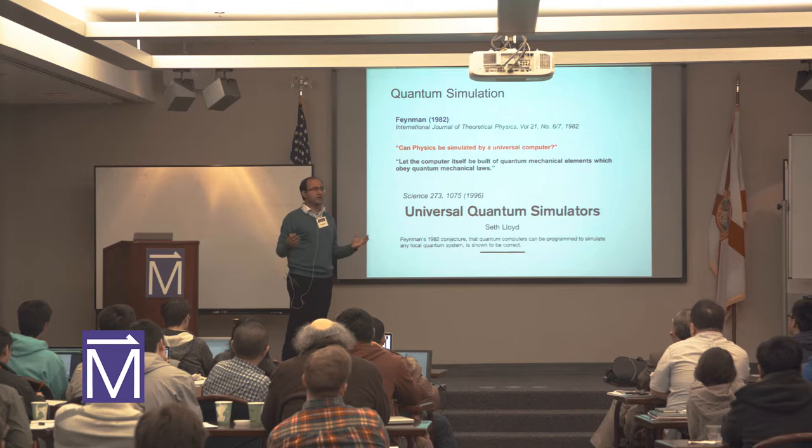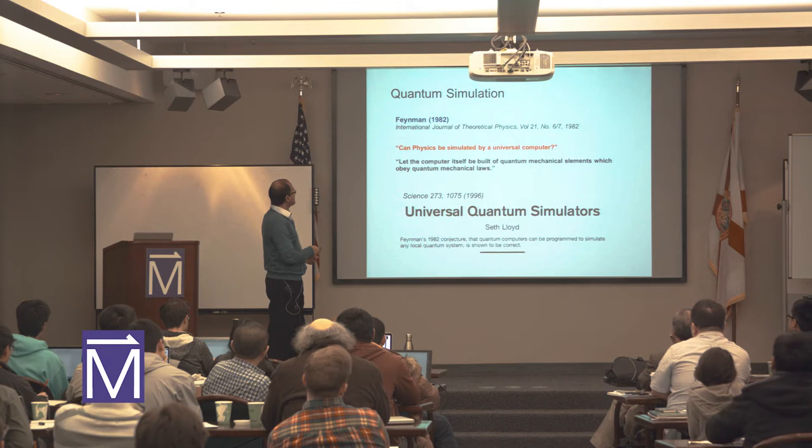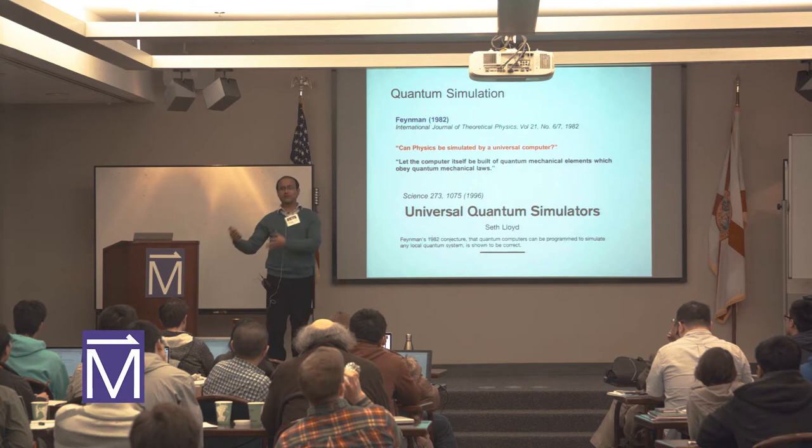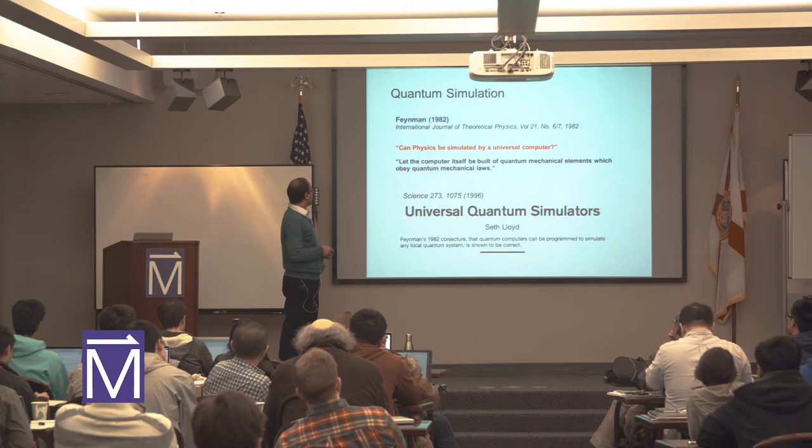And his simple solution was, let the computer itself be built of quantum mechanical elements which obey quantum mechanical laws, because then the quantum mechanical elements are trying to simulate a quantum mechanical world. They should not have the problem. They should know what Schrodinger's equation means, or how to evolve a wave function.